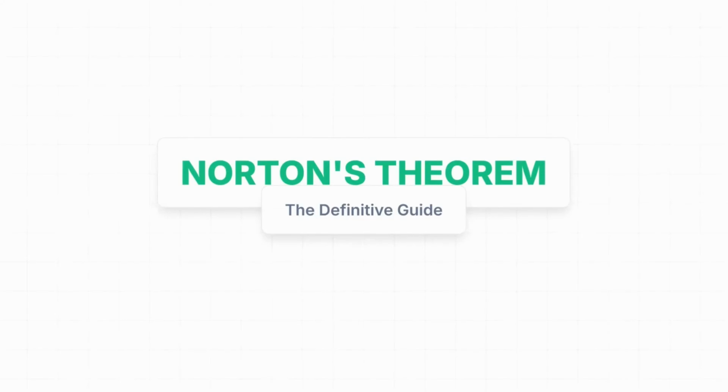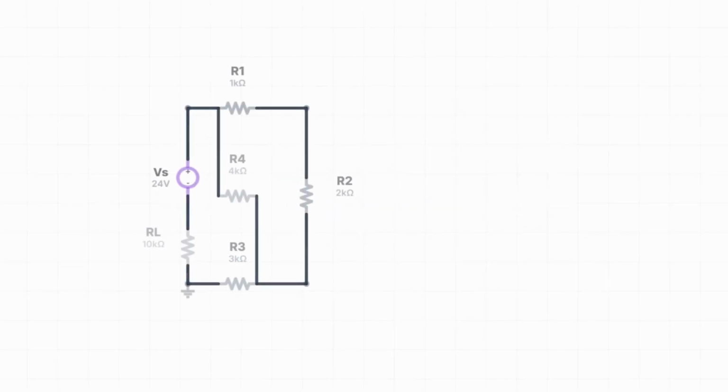Welcome to the definitive guide to Norton's theorem. If you've ever felt overwhelmed by complex circuit analysis, this is the video for you. Here's a circuit. Voltage sources, loops, resistors everywhere. Your job, find the current through this load resistor RL.